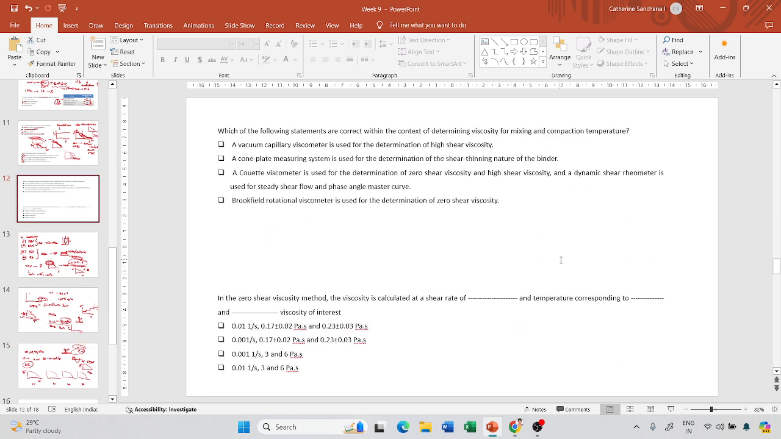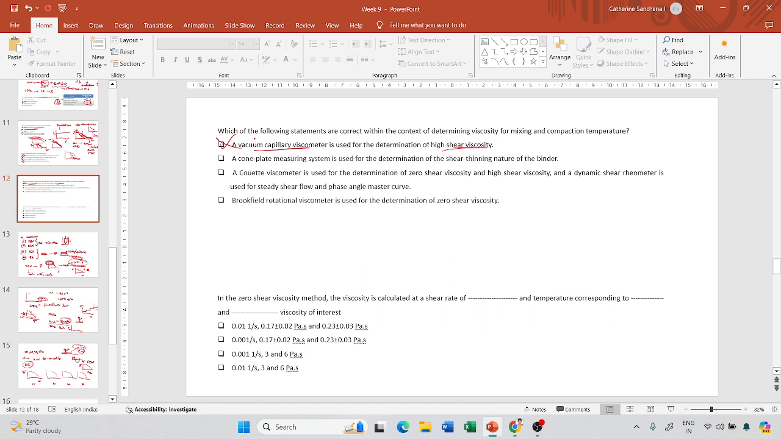So out of the 4 methods, let us see which option is correct. Do we use a vacuum capillary viscometer to determine high shear viscosity? We actually use a vacuum capillary viscometer to find out the high shear viscosity at 60 degrees Celsius, but it is not used to find out the mixing and compaction temperature. It is used to find out the viscosity of bitumen at 60 degrees Celsius, and that viscosity corresponds to a high shear viscosity. So though this is correct, this is not used to find out the mixing and compaction temperature.